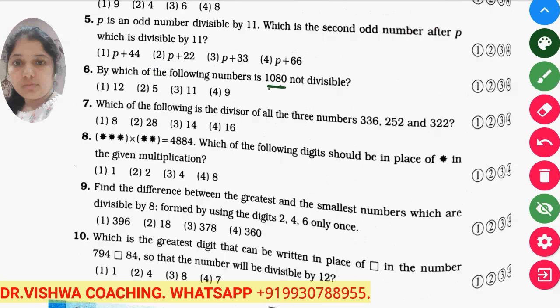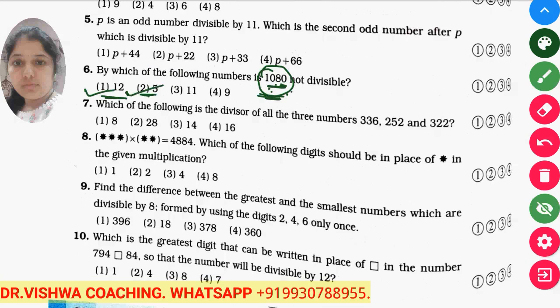1 plus 8 is 9, so it is divisible by 3. 80 is also divisible by 4. So it is divisible by both 3 and 4, which means it is divisible by 12 also. I have to find the number by which it is not divisible.